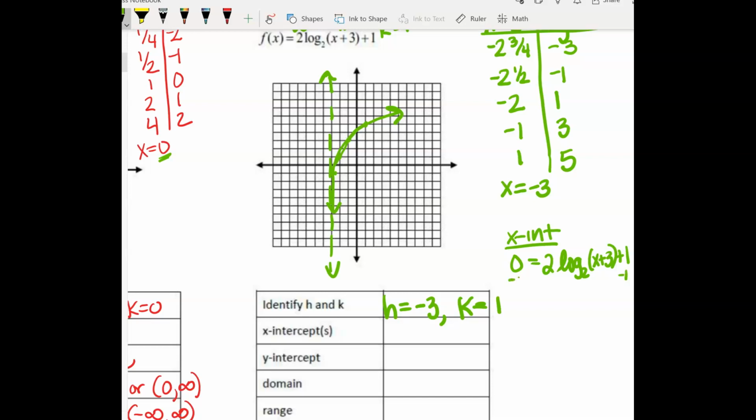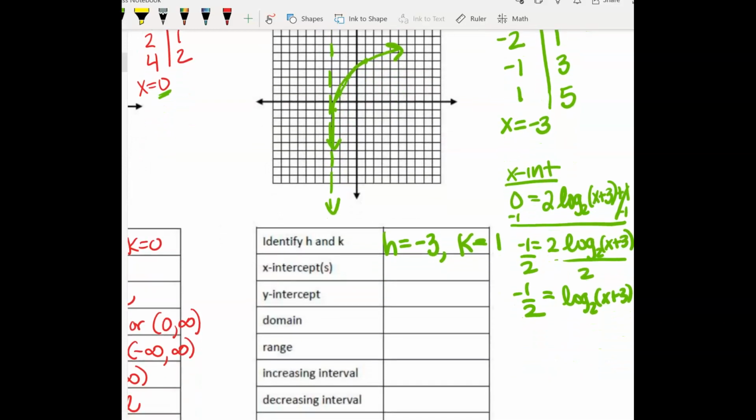So we would end up subtracting 1, and then dividing by 2, and then you almost feel at this point it would be guess and check to try and figure out what x do I plug in here to take log base 2 and get -1/2. But we're going to talk about different ways to solve this in a future unit. So we'll leave this blank for now, and we can come back and solve it later.